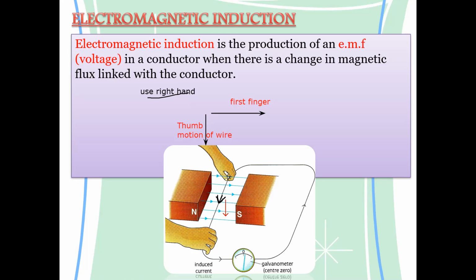Is it clear to everyone? I'll give more examples. So, Fleming's right-hand rule.